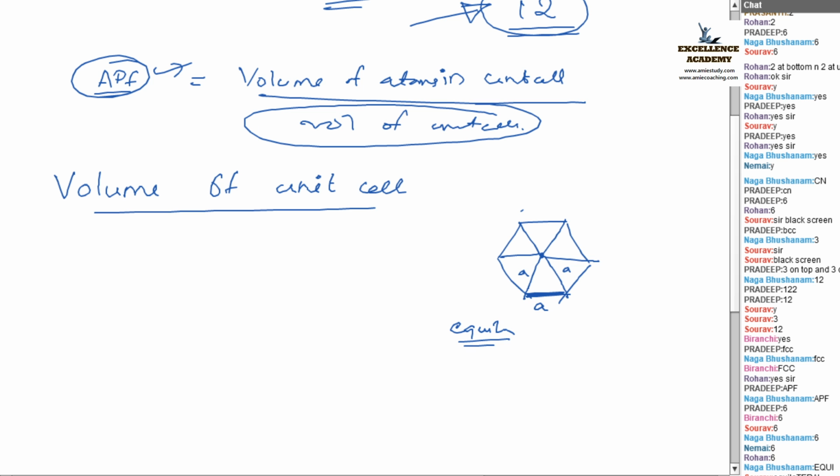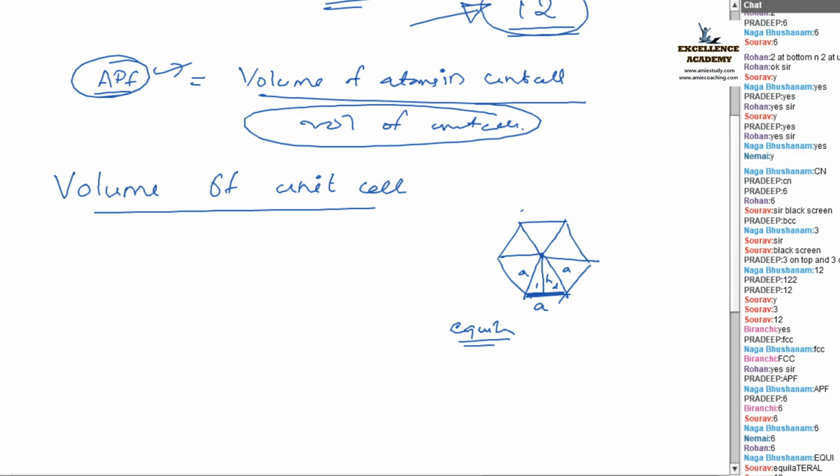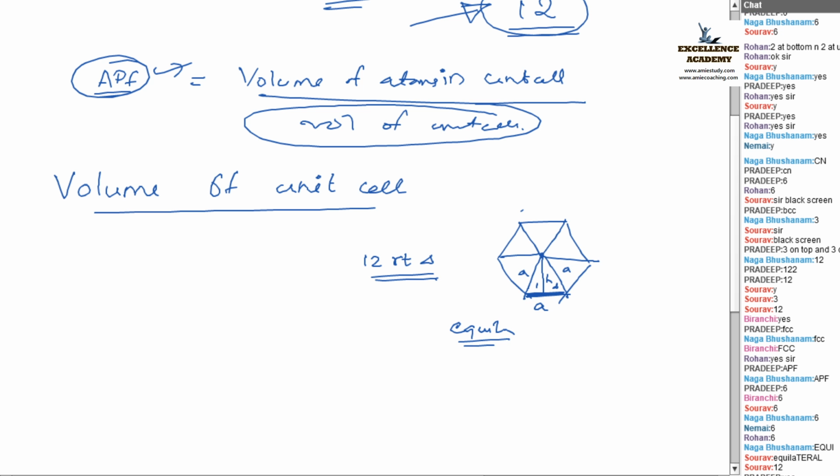How many right triangles are there for each equilateral triangle? If you draw a line like this, having a length h, then you can see two right triangles are there. Isn't it? Twelve right triangles are there. Am I right?